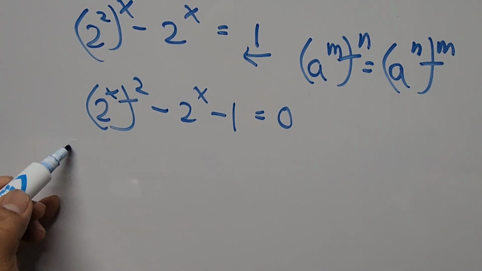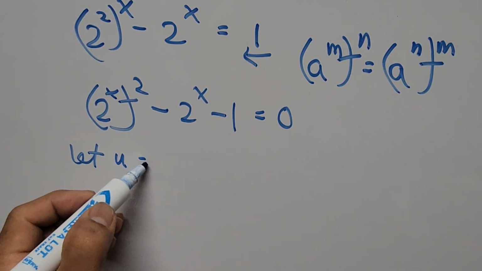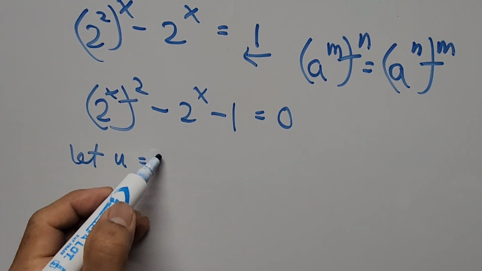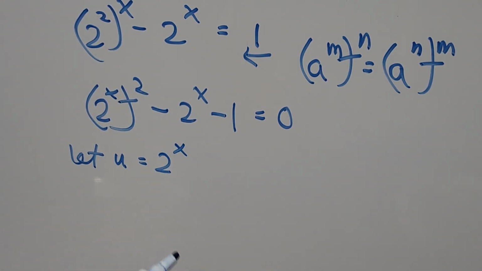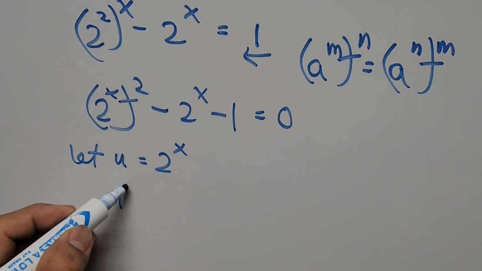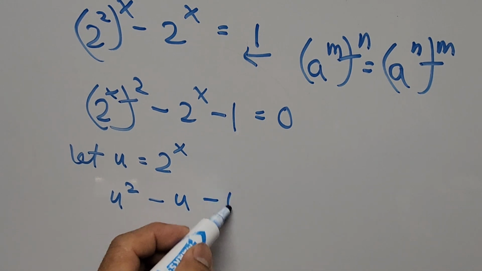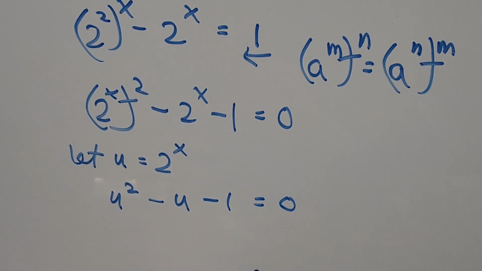Let's substitute u as equal to 2 to the power of x. So in our equation we have now u squared, that's from here, minus u minus 1 equals 0.